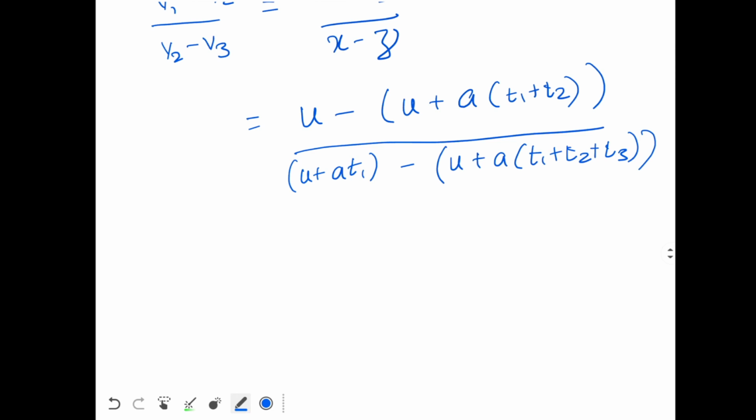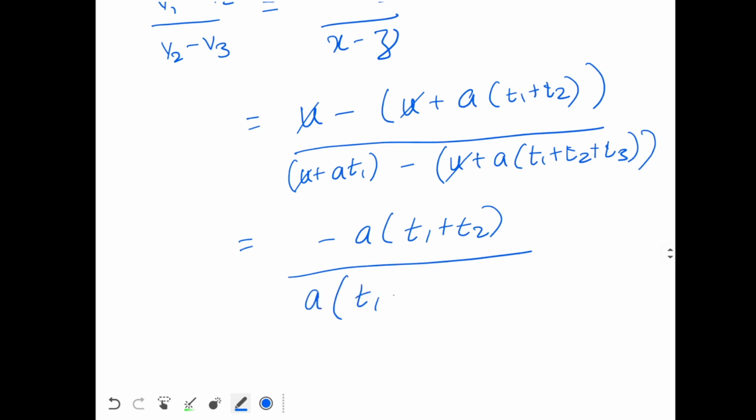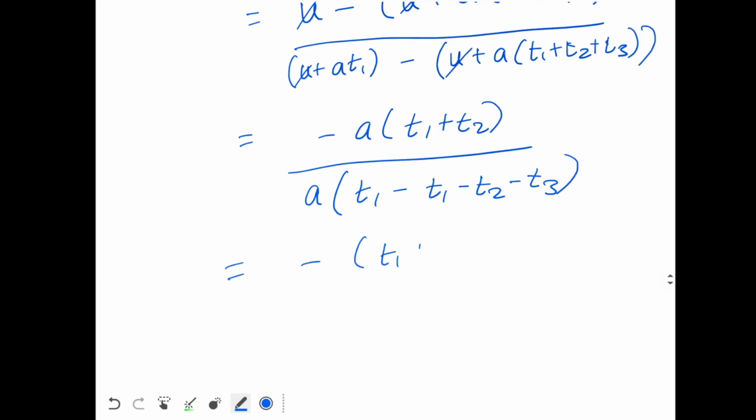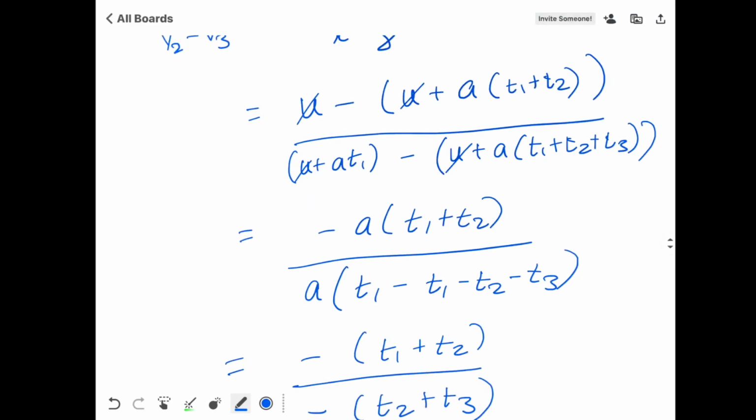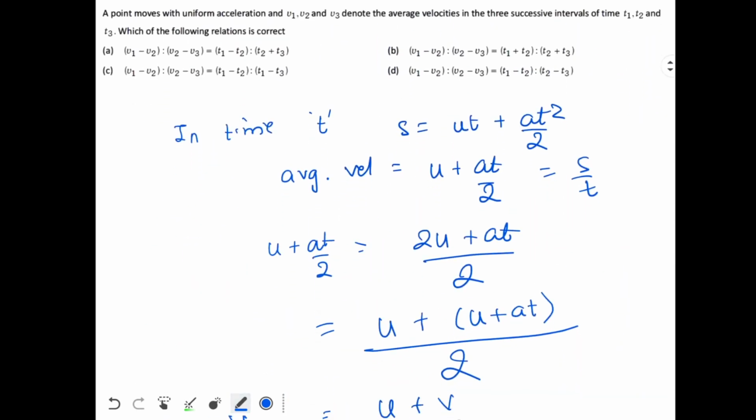So when you simplify this, u will cancel out. Here also it will cancel out. So I will get minus a times (t1 plus t2), and in the denominator, if I take a common, t1 minus t1 minus t2 minus t3. So a will cancel out, so you get in the numerator minus (t1 plus t2) divided by minus (t2 plus t3). Okay, so again the minus sign will cancel out. So (t1 plus t2) by (t2 plus t3). So the correct option will be B.